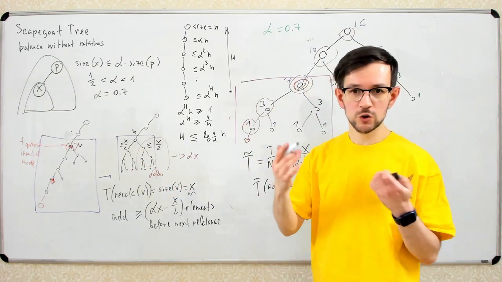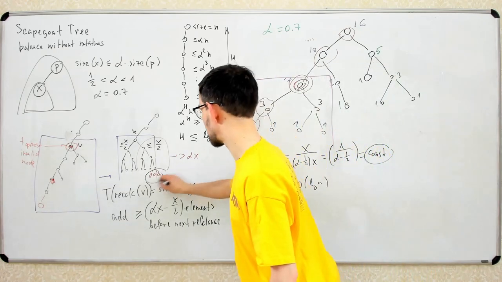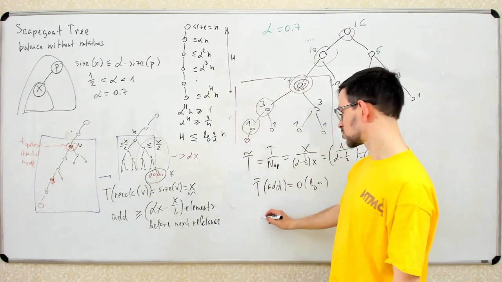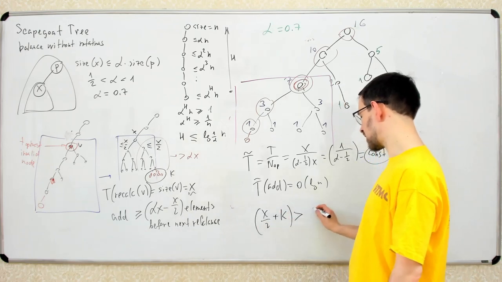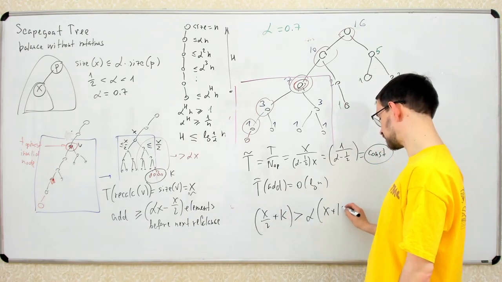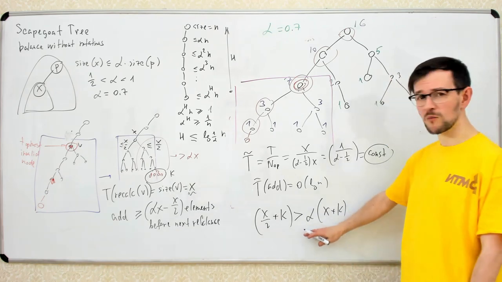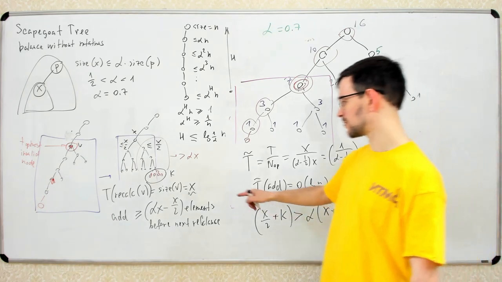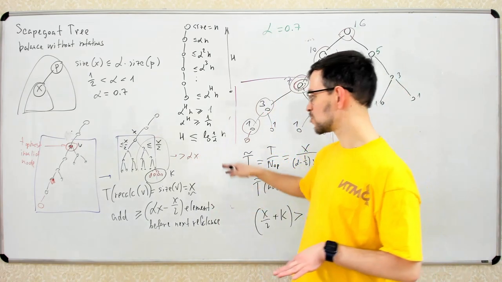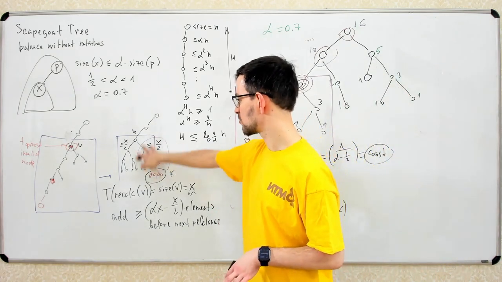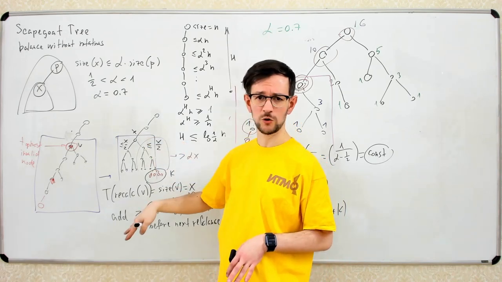Actually what you need to calculate, so when you need some number of elements k here, you need this x over 2 plus k should be more than alpha multiplied by x plus k. So that's the more accurate way to calculate this number of elements. I just say that I need alpha x. That's not exactly correct, because when you add alpha elements here, you increase the size of this tree and also increase the size of the whole tree.